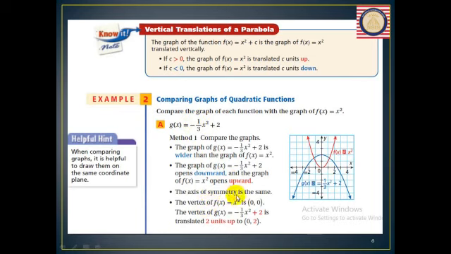The axis of symmetry is the same, which is 0. The vertex of f of x equal x power 2 is 0 and 0. But the vertex of g of x equals 0 and 2. Okay.